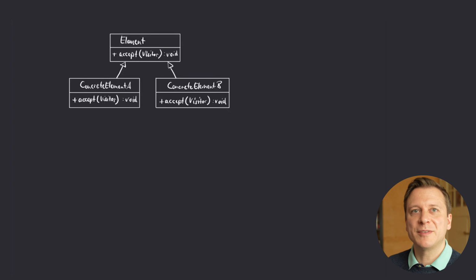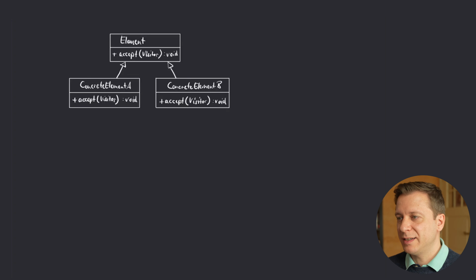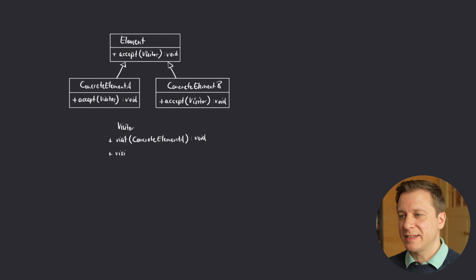So let's take a look at the visitor structure. So the first thing that we need for this is a visitor interface. This interface implements as many visit methods as we have concrete element classes. In our example, we have two element classes, which would be the concrete element A and concrete element B. None of these visitor methods return anything, hence void for both.